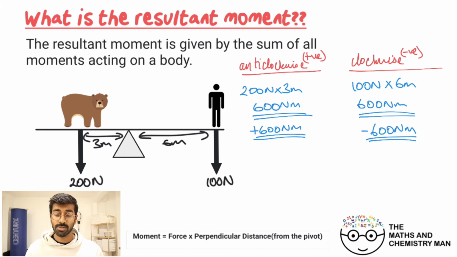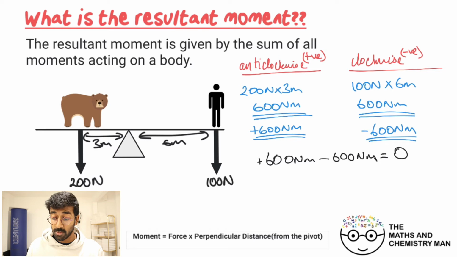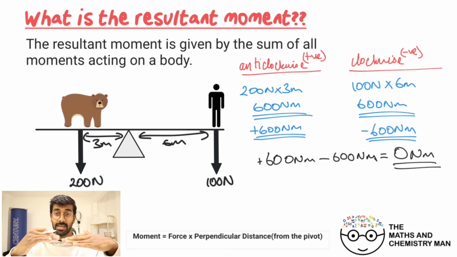Now to find our resultant moment, all we do is add these together. And hopefully what you can see straight away is that if we're adding these together, so positive 600 Newton meters and negative 600 Newton meters, overall we're going to come out with 0 Newton meters. Now, what does this mean? Well, this means that the seesaw is going to stay completely level. And that's because the bear and the man are both producing the same moment.